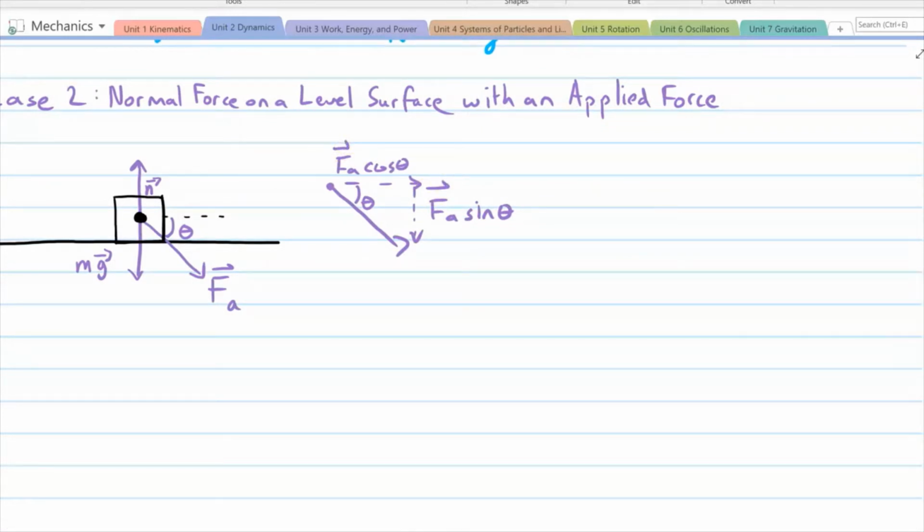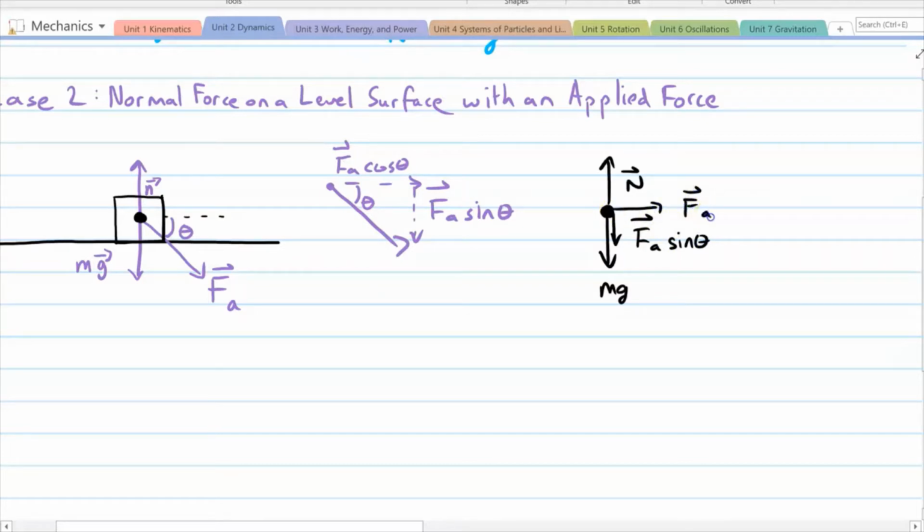So now we can draw a better free body diagram with components on it. We have the weight, mg. We have the normal force, I'm going to write it with capital N. Let me write this lower. We have another thing pointing down, which will be our FA sine theta. And then we have something pointing this way, which is our FA cosine theta.